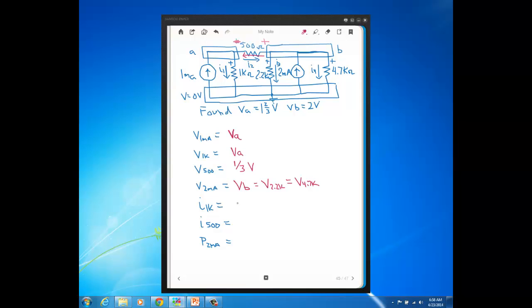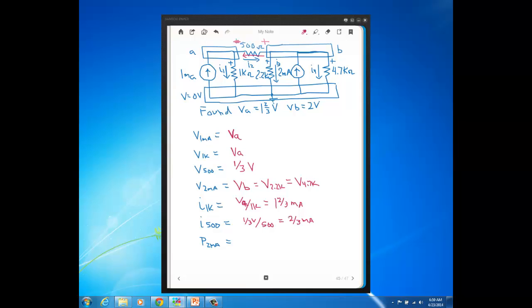So I1 would just be VA divided by 1K. That's an A. Okay, so VA divided by 1K, that's just going to be 1 2/3 milliamps. Right? The current through the 500 ohm will just be 1/3 of a volt divided by 500. 500 is half a K, so that would be 2/3 of a milliamp.